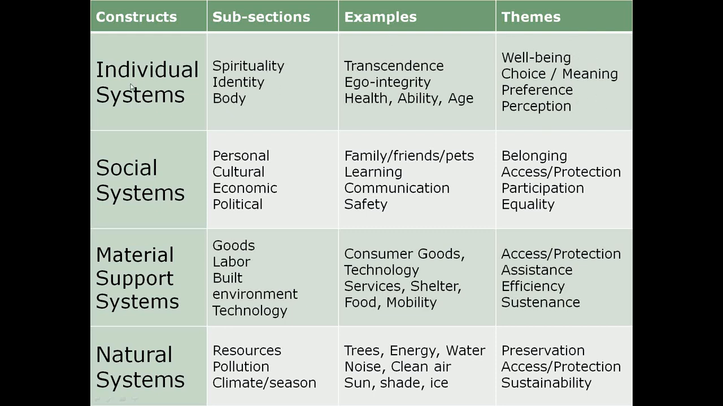And also, each of these constructs has themes that go along with it. So the theme, when we are considering individual systems, is well-being, choice, meaning, preference, perception. For social systems, it has to do with belonging and being able to access the social system and being protected from negative aspects of the social system. Participation and equality are very important. And of course, we need access and protection with the material support systems. We need assistance. This is where we need goods and services, especially people who need to have goods and services possibly delivered to their home, or they need assistance with accessing goods and services. And these things must be done efficiently, and they need to be sustained. And then the natural systems, the preservation of natural systems, as well as access to nature and protection of nature and protection from nature, and all of our concerns about sustainability.